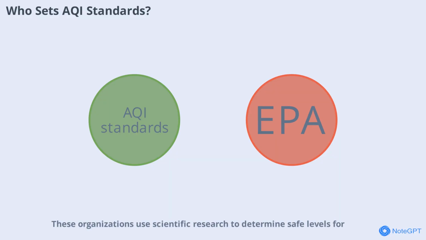These organizations use scientific research to determine safe levels for each pollutant and update standards as new information becomes available. Internationally, many countries have their own AQI systems, but the basic principles remain the same. Setting standards ensures that air quality information is accurate, reliable, and consistent, helping protect public health everywhere.